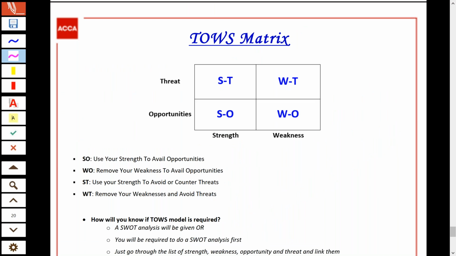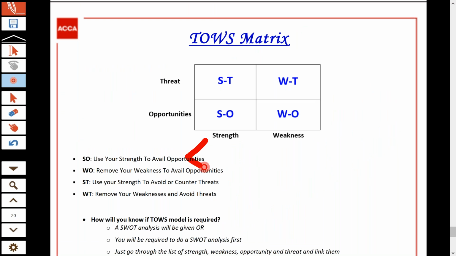Okay, so if you look at the TOWS matrix, this is the x-axis and this is the y-axis. Strength on x followed by weakness on x. Oh sorry, opportunities on y and threat on y. Okay, so this first box says SO. S from the x-axis goes here and opportunities from here, so it becomes SO.